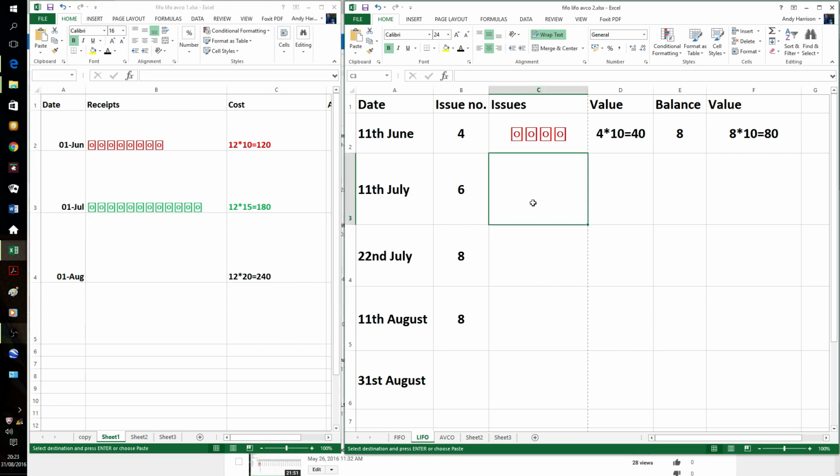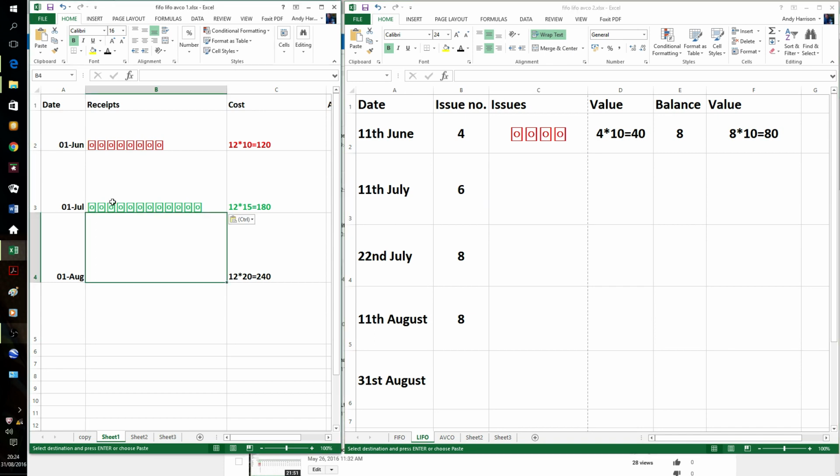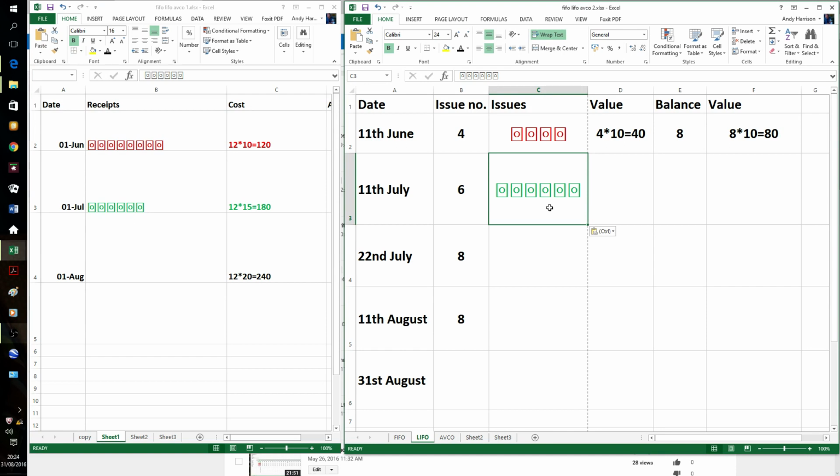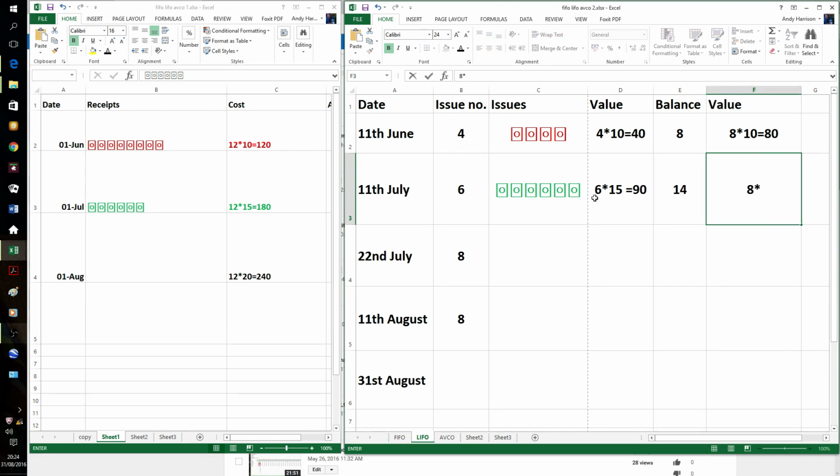So we issue at the most recent possible price. So these 6 are going to be at this price. So in accounting terms, we're taking off these 6. Which means those 6 are now at 15. And our balance, it was nice and simple earlier, for some reason. We've still got the same number left, we've still got 14. But we've got a mixture in costing terms.